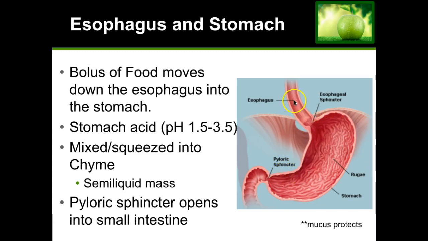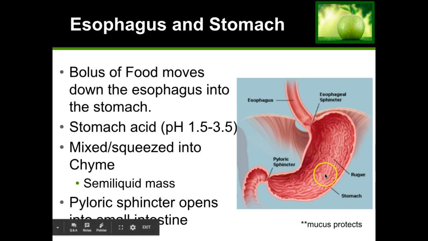The bolus of food that you eat and has been chewed in the mouth and with saliva moves through the esophagus into the stomach. In the stomach, acid is added. The stomach has a pH of somewhere between 1.5 and 3.5. That's very acidic, not dissimilar from battery acid.